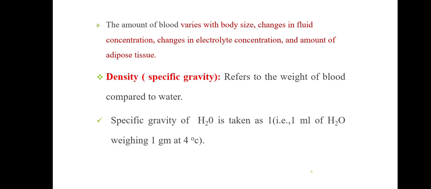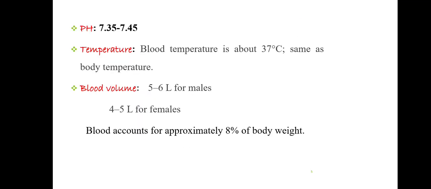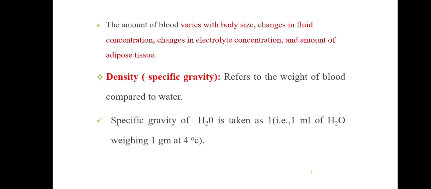And then we should know that the amount of blood varies with body size, changes in fluid concentration, changes in electrolyte concentration, and amount of adipose tissue. You should know these things. They affect the blood volume, your body size, fatty content, age determines all this. Okay. Then we go to density as another physical characteristic of blood.